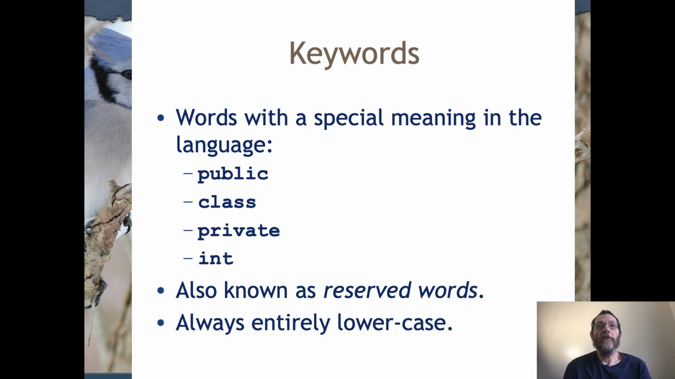So just to finish off, there are a few things I want to review. We've seen words like public and private and class and int. Java calls these keywords or reserved words. So there's special words that are part of the Java language that you will see over and over and over again. So when you're observing source code, take note of where words like public and private and class and int are used, because you will see them a lot. These words are always entirely lowercase. You never see capital letters in Java keywords.